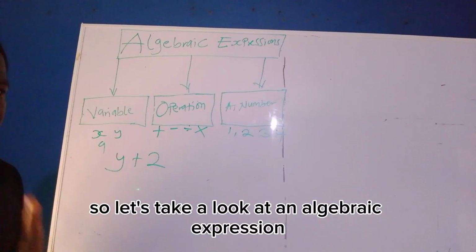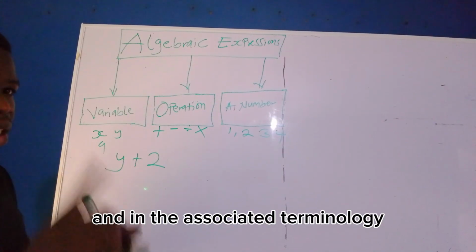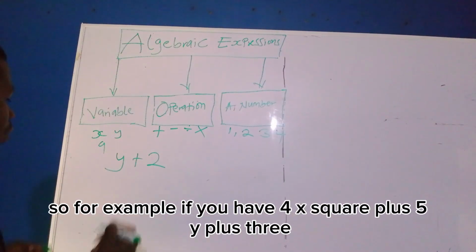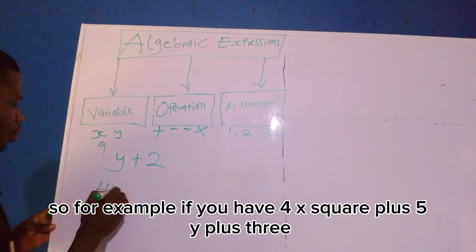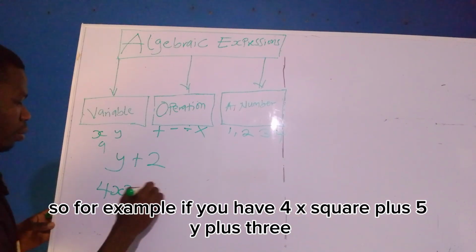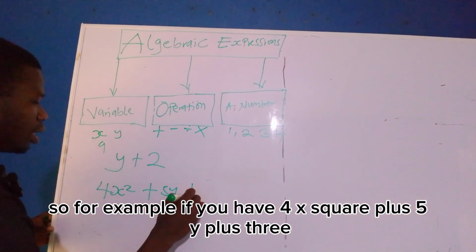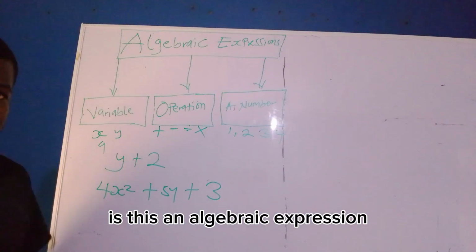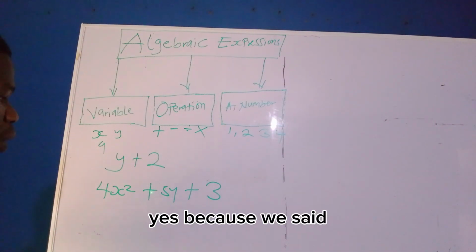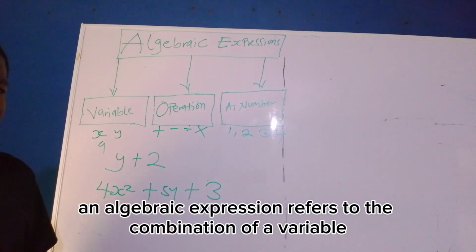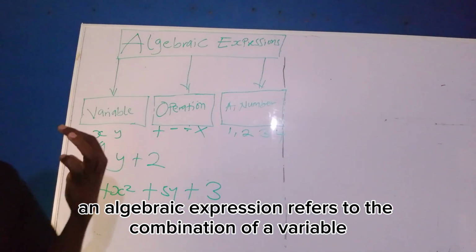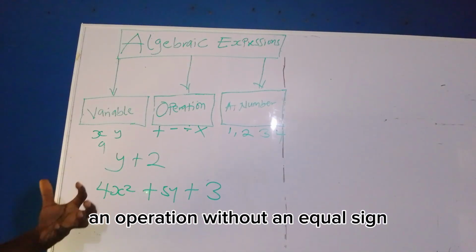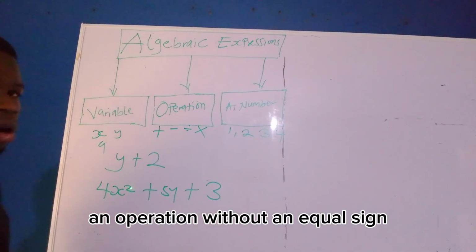Okay, now when you have an algebraic expression, it also has its main parts or its main components. So let's take a look at an algebraic expression and then the associated terminology that comes with it. So for example, if you have 4x squared plus 5y plus 3, is this an algebraic expression? Yes, because we said an algebraic expression refers to the combination of a variable, a number, and an operation without an equal sign.